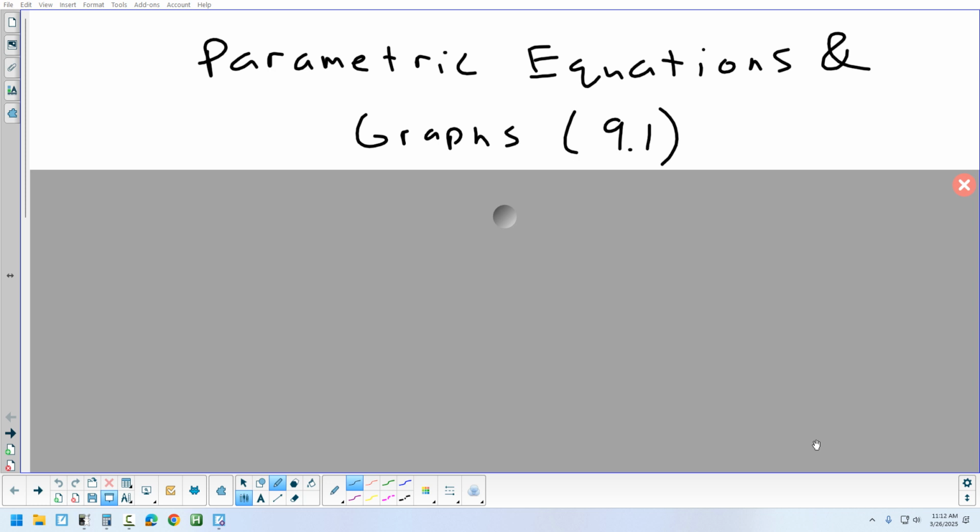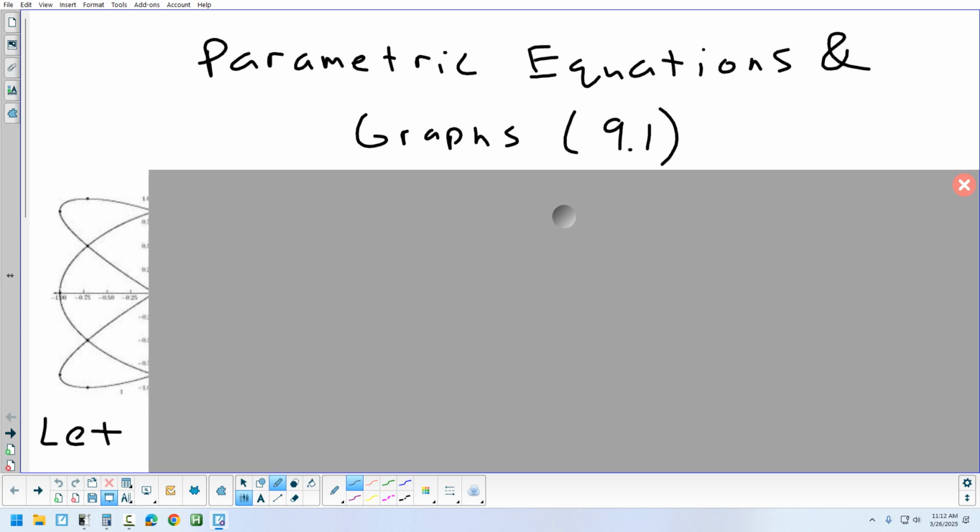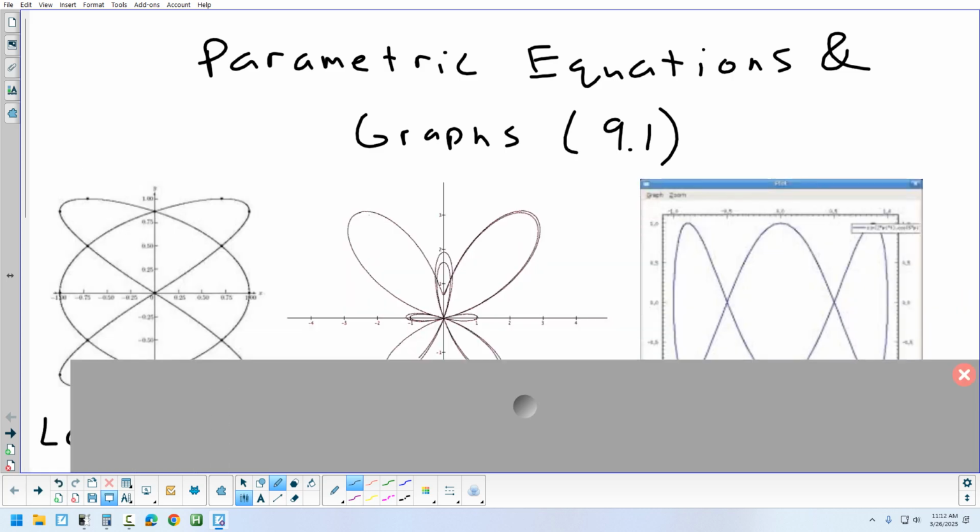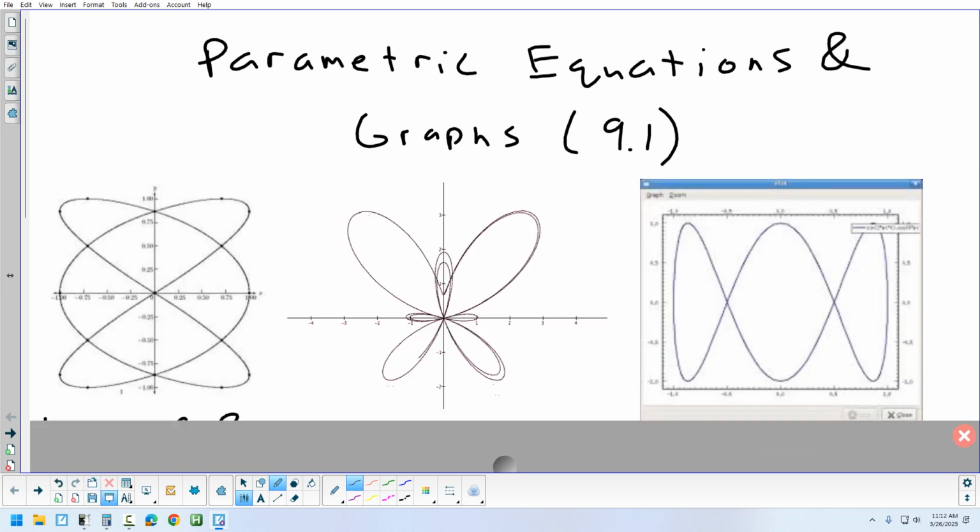All right, so we're going to take a look at section 9.1, which has nothing to do with complex numbers. Okay, so we were doing that in the last section. No complex numbers at all. So up until now, every graph that we've looked at has pretty much been functions. Meaning if you draw a vertical line, it passes.